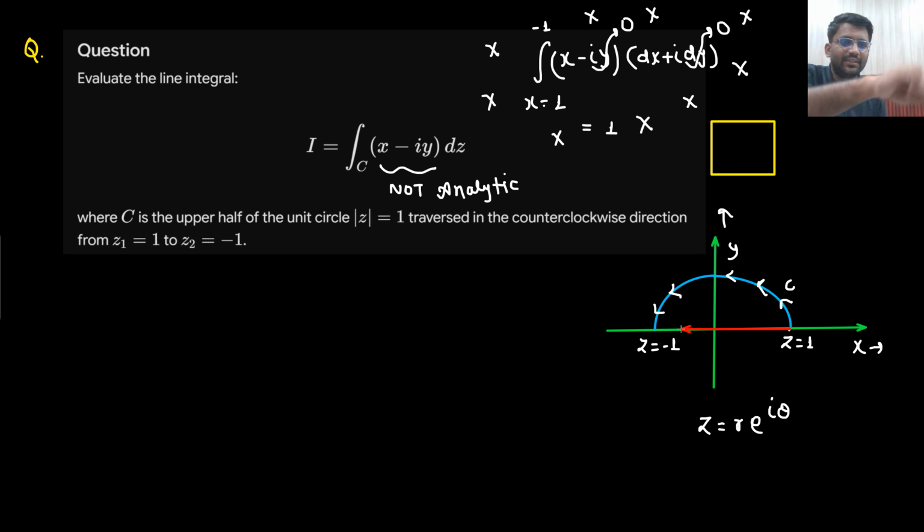So dy is 0, and what is the value of y on this axis? On the x axis, what is the value of y? That is 0 only. So in place of y you put 0. So it is coming out to be x dx. Now x square by 2, limit is put from 1 to minus 1. So the answer will be 0. Here he is getting the answer to be 0, which is actually wrong.